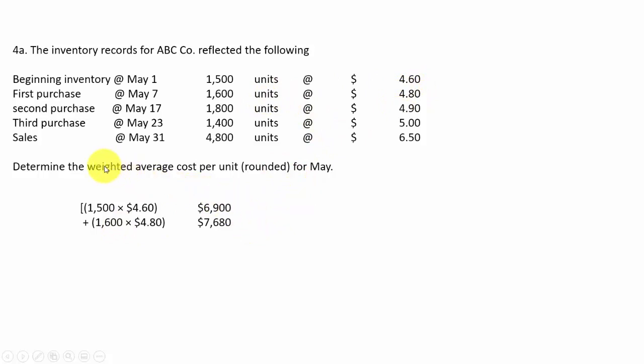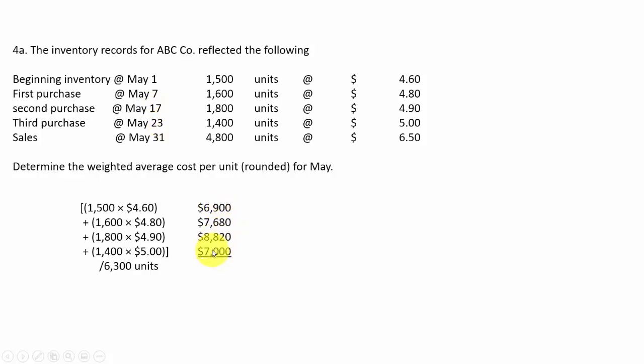Now for the weighted average cost, you're going to figure out what each of these cost in total. And so the next batch would be 1,800 units at $4.90. That'd be a total of $8,820. The next batch is going to be 1,400 units at $5. The total would be $7,000. Next batch would be, there were no more batches. Okay, so we got 1, 2, 3, 4 batches.